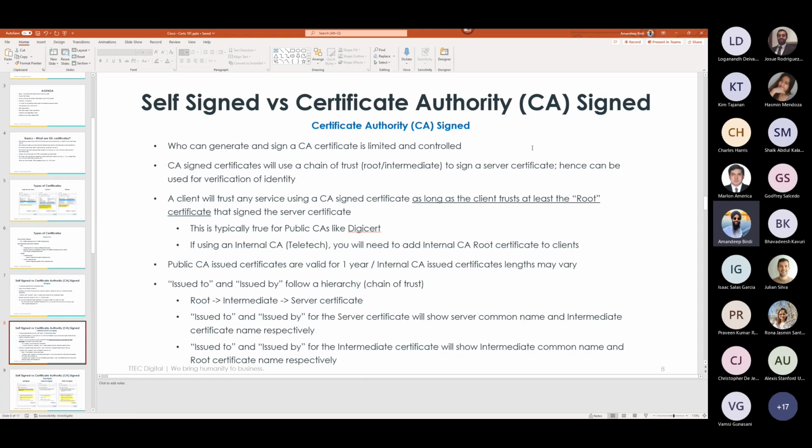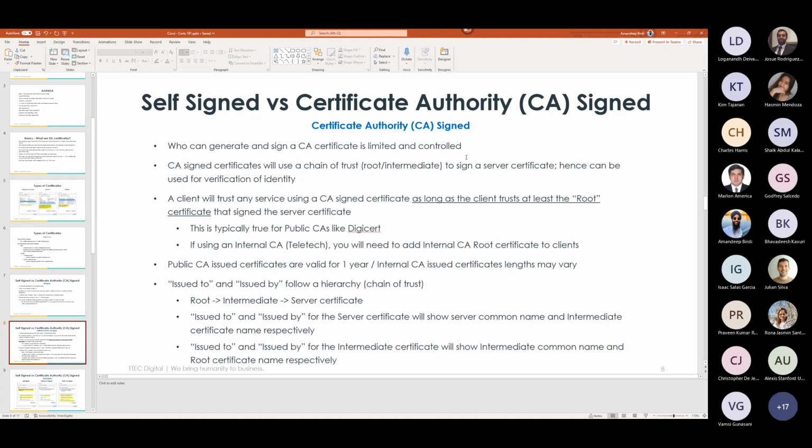So number one, who can generate and sign a CA certificate is limited and controlled. So if we're talking about internal CA, right, that would be somebody like IS who managed the HCS signed certs, right? It could be Teletech's own, I should say, the certificate authority that they have, because we do have our own internal CAs, right? So who has access to those and who can sign those certs is limited. And there's controls in place to make sure that only certain people have access to those private keys.